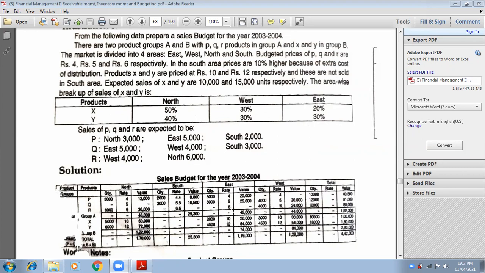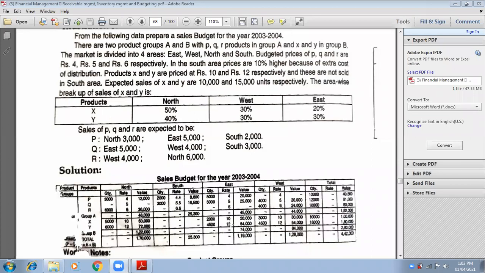4,500. But it should be in the column of east. So 4,500 into 12, again same 54,000. Now get me the total of all. 6,000 for Y. I'm asking you about Y. Quantity is 6,000 in north, 4,500 in east, 4,500 in west. So what is the total quantity?